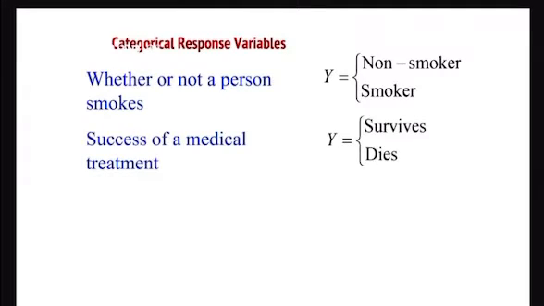Now, what about the success of a medical treatment? Unfortunately, not all patients are going to have a successful medical treatment. So here the outcome is either the patient survives or dies. That's two categories, right? Then we refer to this as a binary response. By binary response, we are saying we have two levels in the categorical response.